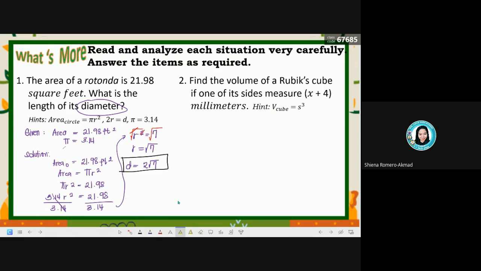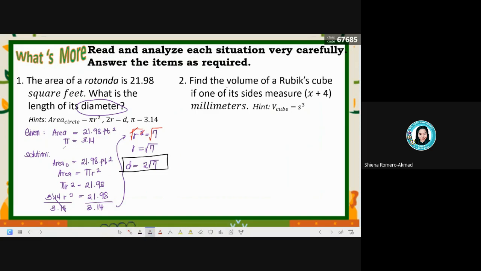So number 2 naman, we are going to find the volume of a Rubik's cube. So speaking of Rubik's cube, meron na tayong parang activity ng school, ng department ng math, kung saan maglalaro ulit yung mga student ng Rubik's Cube. So, kung paano at kung anong mangyayari, bibigyan ko kayo ng idea kapag meron ng announcement.